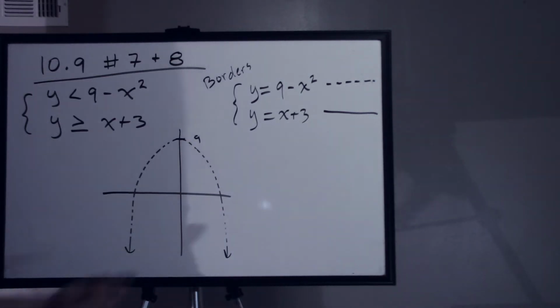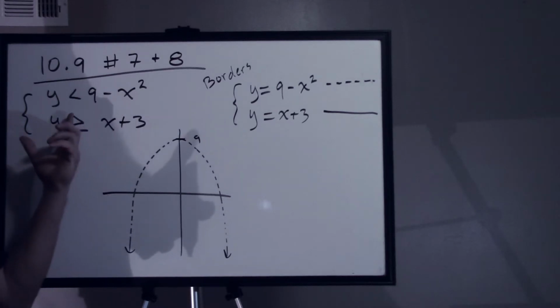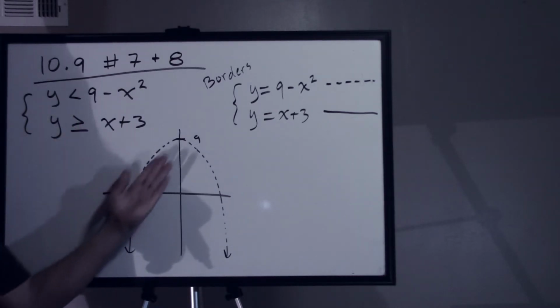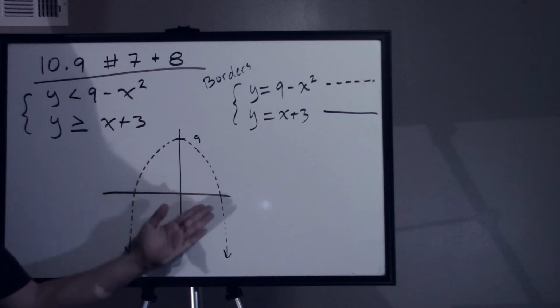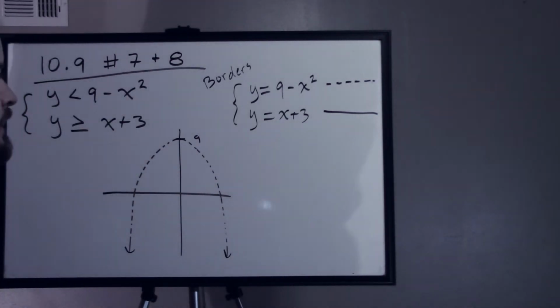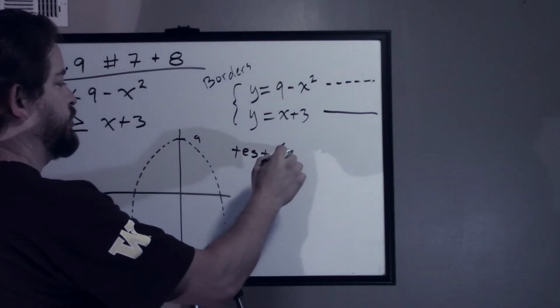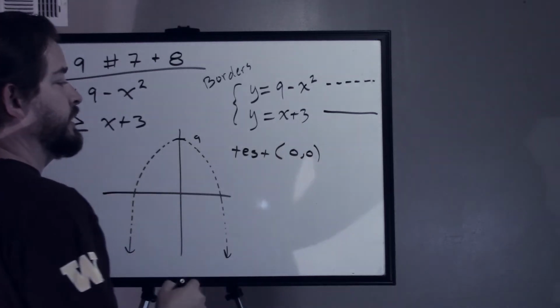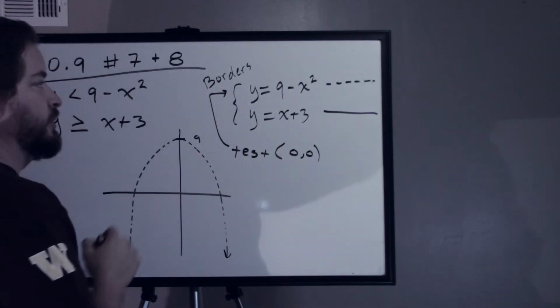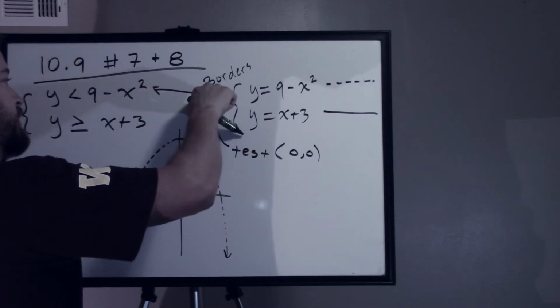There's my first one. Now, it's an inequality, so I am going to have a shaded area. It's either going to be inside this parabolic region or it's going to be outside of it. I have to figure out which one. So I'm going to test, say the point 0, 0, because that's an easy one, into my first inequality. In fact, into the inequality. I don't want to do it with the border.